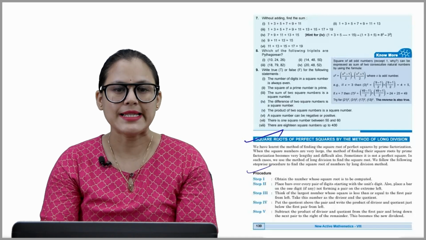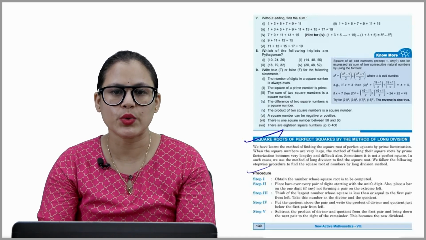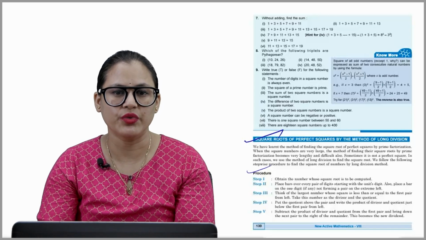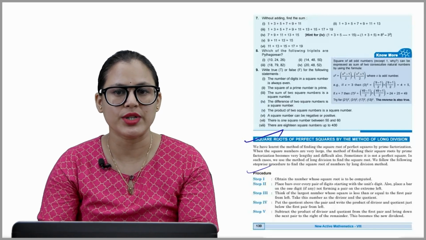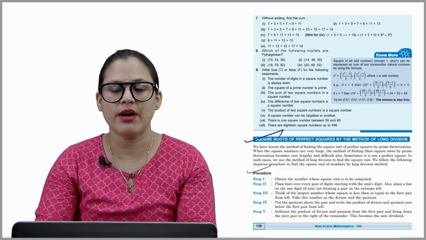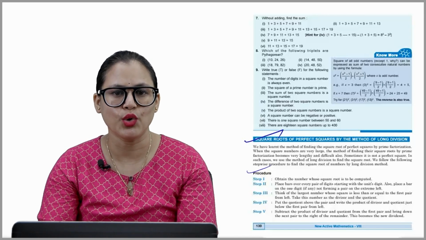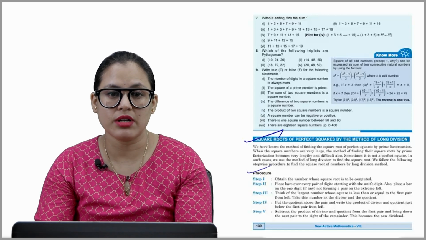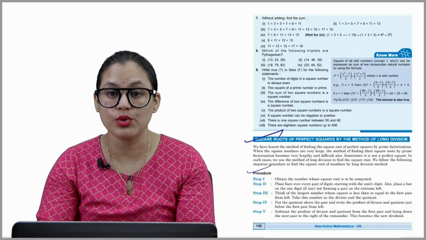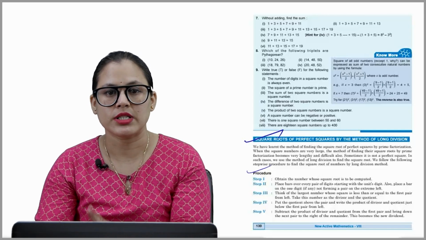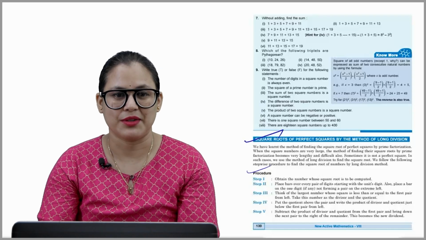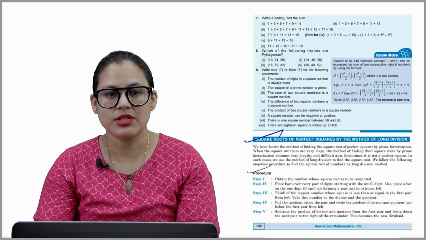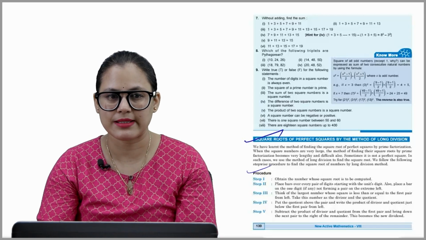Procedure. Step 1. Obtain the number whose square root is to be computed. Step 2. Place bars over every pair of digits starting with the units digit. Also, place a bar on the one digit, if any, not forming a pair on the extreme left. Step 3. Think of the largest number whose square is less than or equal to the first pair from left. Take this number as a divisor and in the quotient. Step 4. Put the quotient above the pair and write the product of divisor and quotient just below the first pair from left.